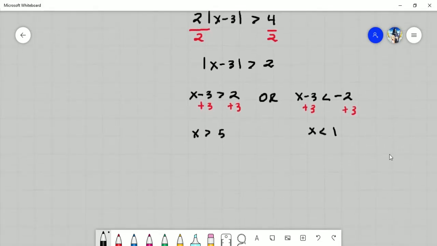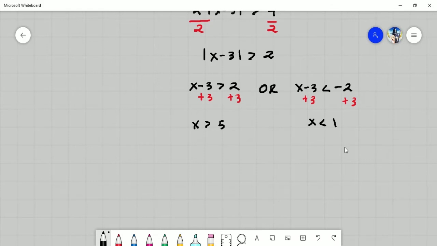So in this case, this is what we should see. Since this is an OR problem, our solution should be going opposite ways of these two endpoints, the 5 and the 1. So let's see. I'm going to draw my number line.